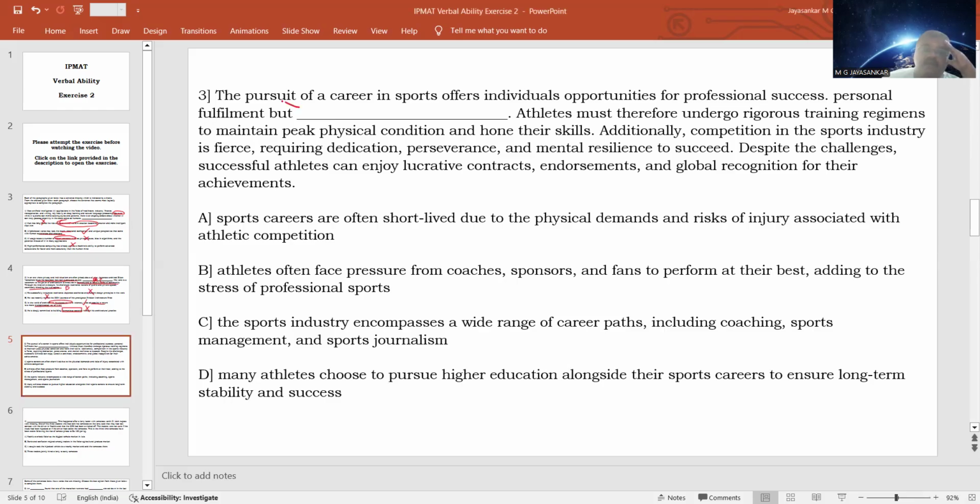So here the but is very crucial because the first part of the sentence talks about how sports as a career offers a lot of lucrative opportunities for personal fulfillment as well as professional success to people. But so there is a but. What is that but? We don't know. But if you read the next sentence, athletes must therefore undergo rigorous training regimens to maintain peak physical condition.